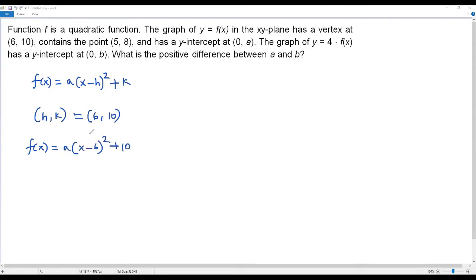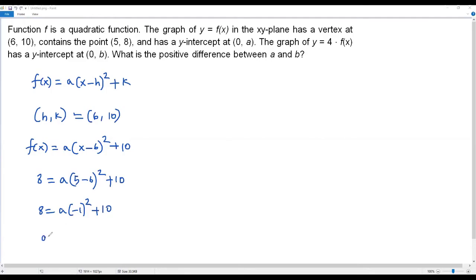And also the graph of the quadratic function contains the point (5, 8). So that means we can plug in 5 for x and 8 for y. Actually, instead of y we have f of x here, because the question says y and f of x are equal. So since the graph contains this point (5, 8), let's plug in 8 for f of x and 5 for x. Then I'm getting 8 equals a times (5 minus 6) the whole square plus 10. Then I'm getting 8 equals a times (negative 1) the whole square plus 10.